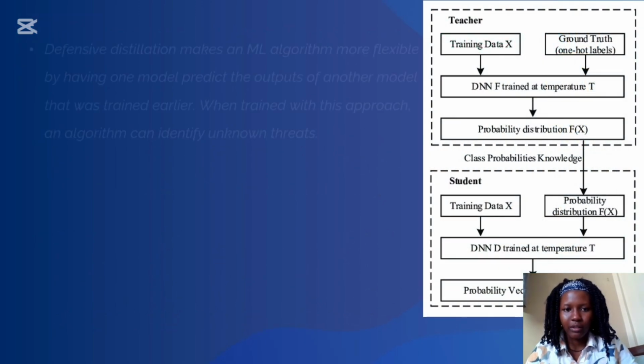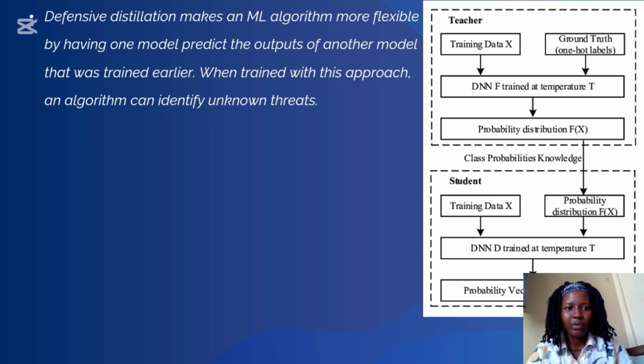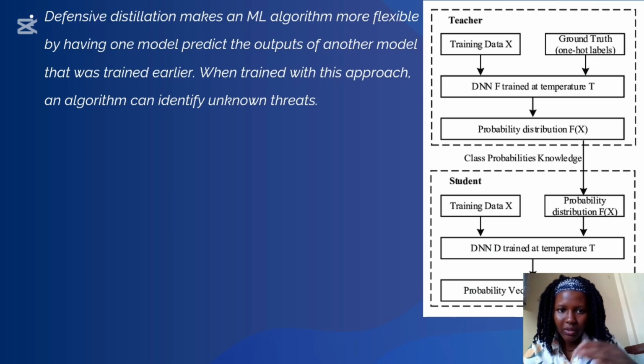We are going to look at more of this, and we are looking at defensive distillation. Defensive distillation makes a machine learning model more flexible by having one model predict the outputs of the other model that was trained earlier. When being trained with this approach, the algorithm can identify known traits. So this picture over here is a defensive distillation model. We have two steps for it.